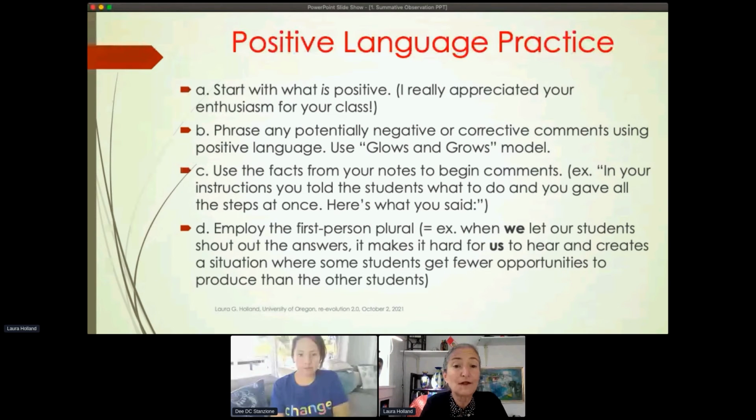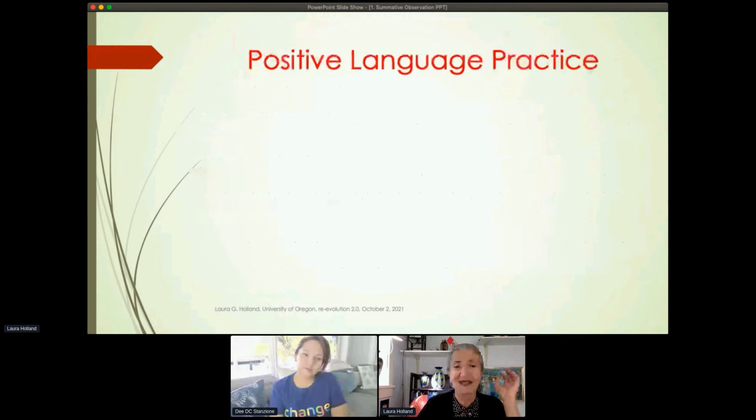We want to employ the first person plural. This is something I just started using a few years ago. For example, instead of saying, you need to do this, you need to do that, right, which feels horrible, we use the first person plural, because I'm a teacher too. So you know what? When we let our students shout out the answers, it makes it really hard for us to hear and creates the situation where some students get fewer opportunities to produce than other students, right? So it becomes part of a conversation, and that's what we want. We want productive post-observation conversations.